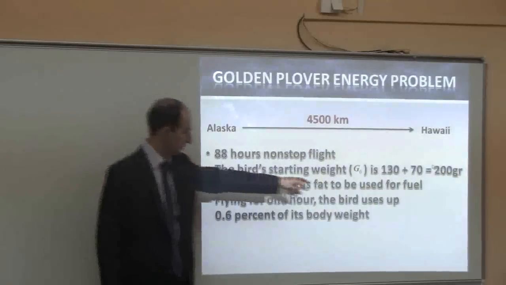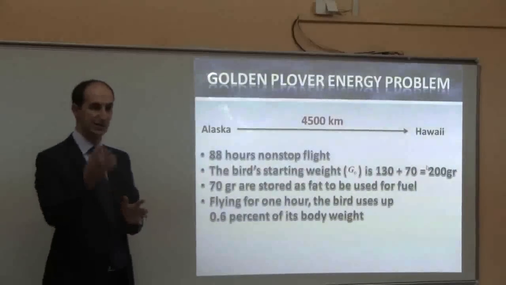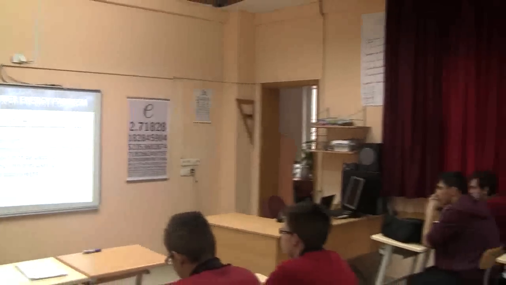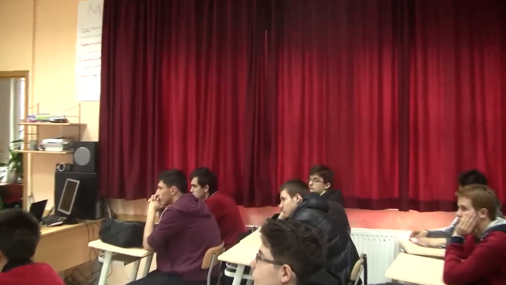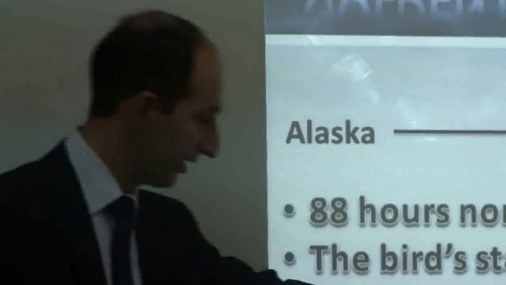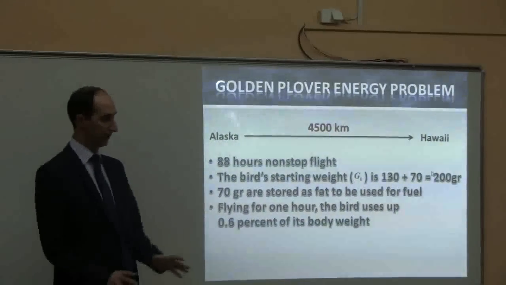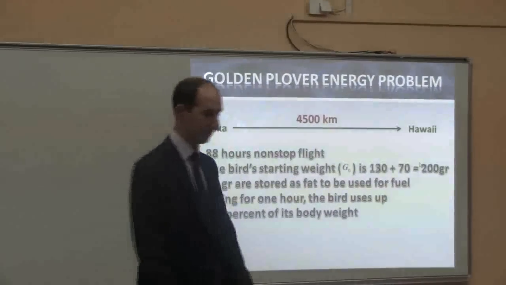And 70 grams here. And by the way, if the weight of the bird is less than 130 grams, unfortunately, our bird will die. So it cannot be less than 130 grams. So the starting weight is 200 grams, but 70 grams are stored as fat to be used for fuel. And flying for 1 hour, the bird uses up 0.6% of its body weight. This is our question.